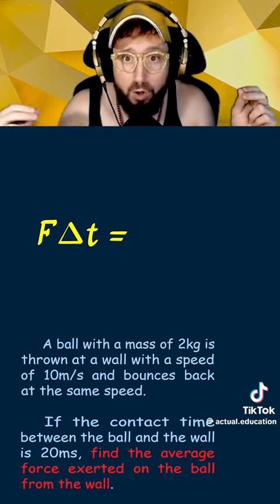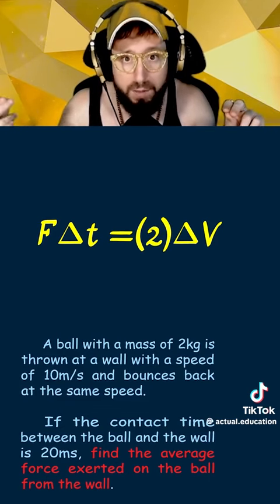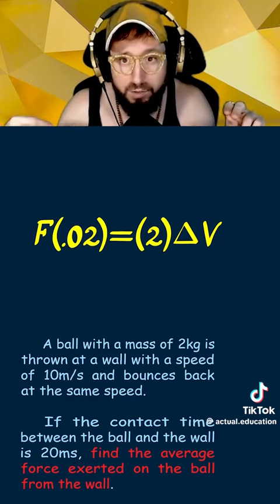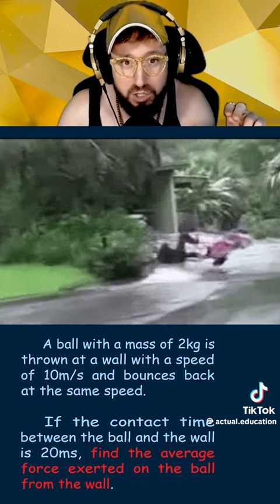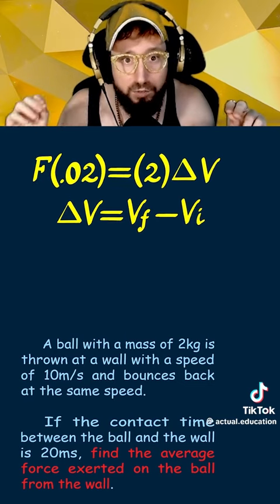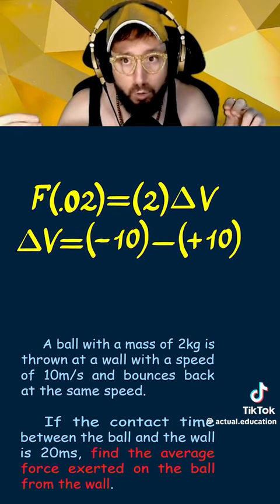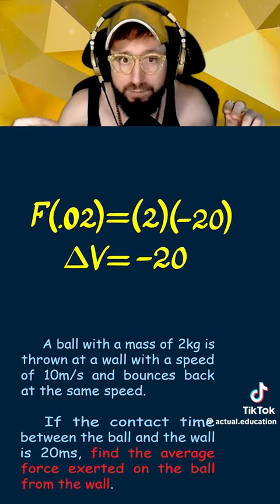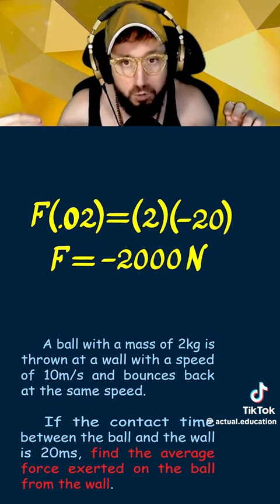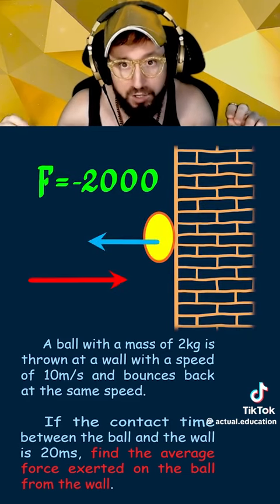Here we can use our impulse formula to solve for the average force, F, by plugging in 2 for the mass and 20 milliseconds, or 0.02 seconds for delta t, since that's the duration of the collision. However, when determining delta v, we need to be careful and remember that since the velocity goes from a positive 10 to a negative 10 meters per second, the total change in velocity is actually negative 20. This gives us F equals negative 2,000 newtons, which makes sense because the force from the wall is opposite to the original direction of the ball.